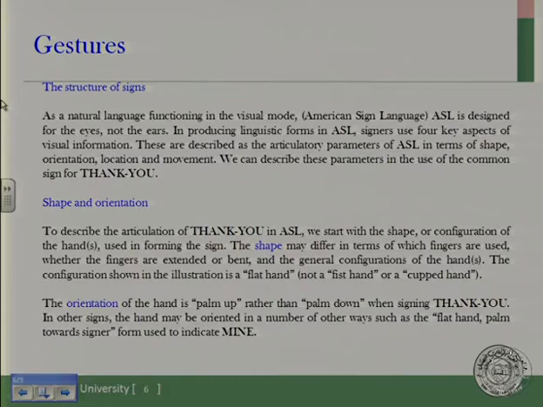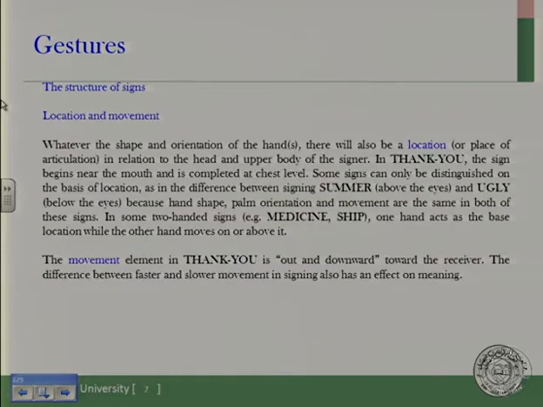When signing thank you in other signs, the hand may be oriented in a number of other ways, such as the flat hand, palm towards the signer, used to indicate mine. The third structure of signs is location, and the fourth is movement.